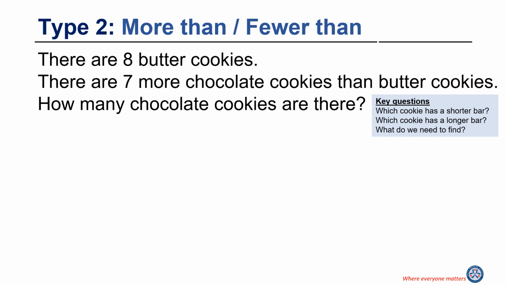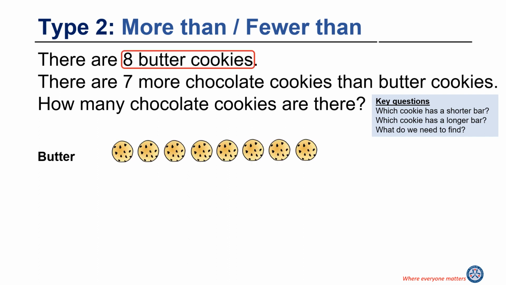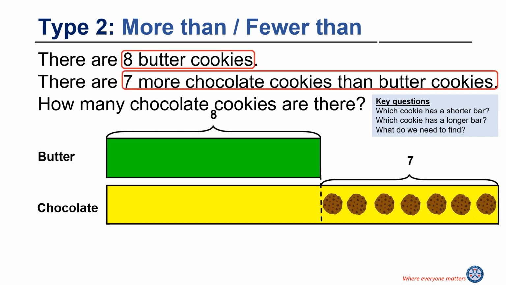We will go on to another type of comparison word problem. There are 8 butter cookies. There are 7 more chocolate cookies than butter cookies. How many chocolate cookies are there?